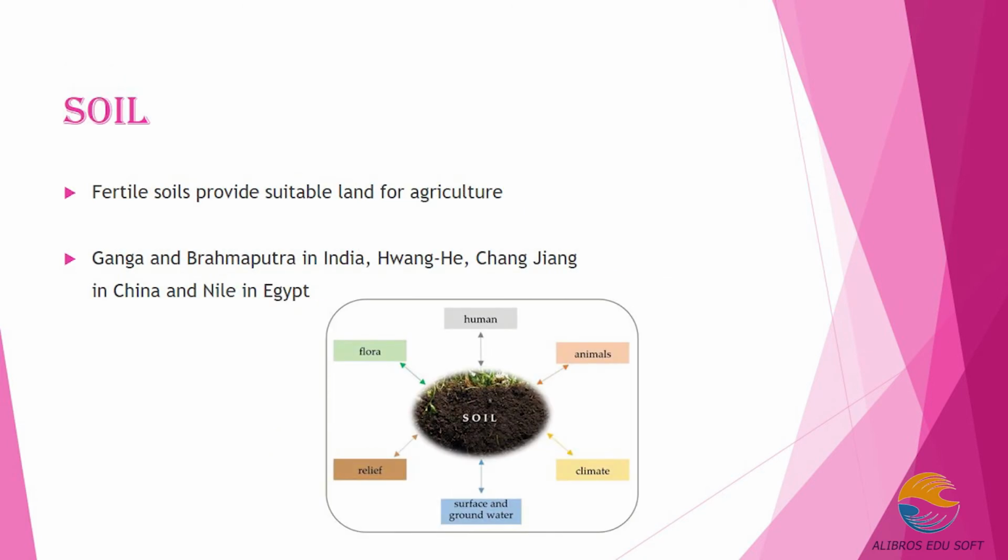Next factor is soil. Soil is the most important factor of settlement in different regions. Fertile soils provide suitable land for agriculture. Fertile plains such as the Ganga-Brahmaputra region in India, Hwang He and Chang Jiang in China and the Nile in Egypt are densely populated areas because of the fertile land in those regions. So, fertility of land is very important in human settlement.